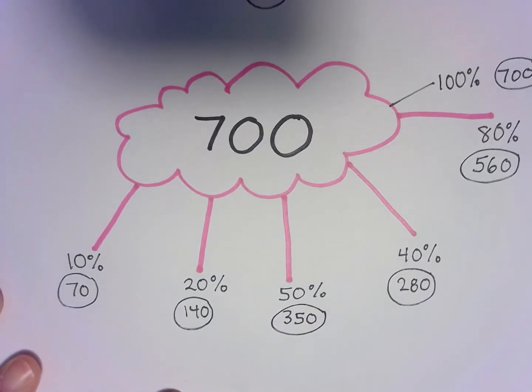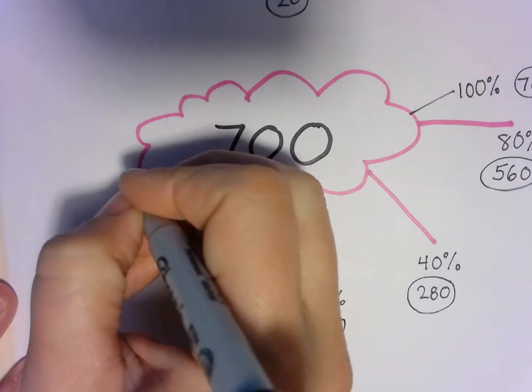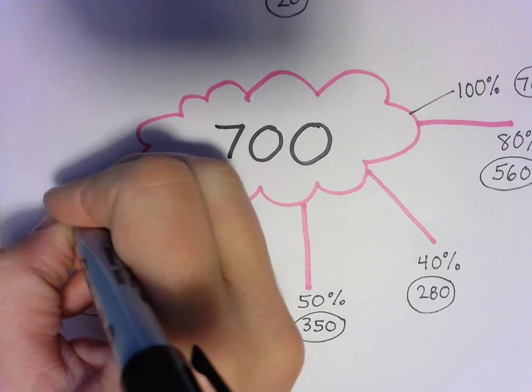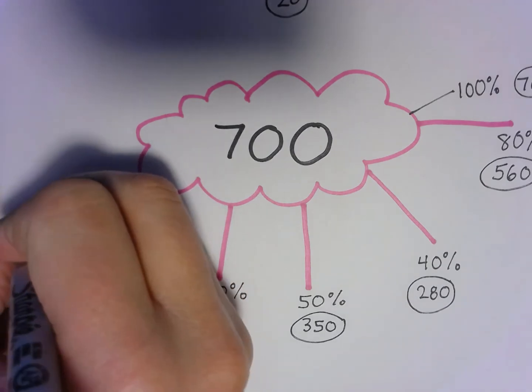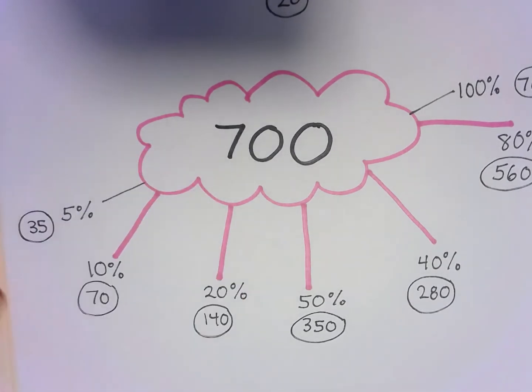Now, using this example, I'm going to show you another cool mental percentage you can find. You can find 5% really easily because 5 is half of 10. So your 10% is going to be double what your 5% is. Okay, that's a confusing way to say it. My bad. So 5% is going to be half of what your 10% value is. So what is half of 70? It's 35. And just like that, you found 5% of 700.